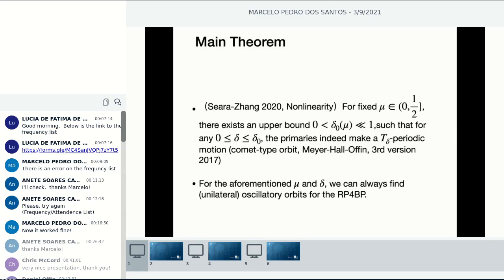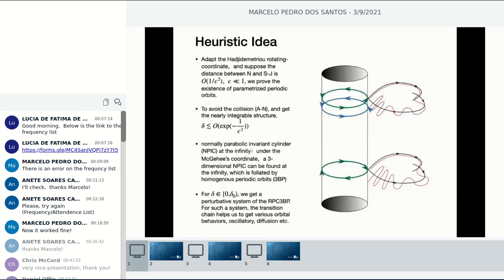A second conclusion is that for the aforementioned mu and delta, we can always find an oscillatory orbit, but it is just unilateral, not bilateral, for the corresponding RP4 body problem. Here we will give a heuristic idea of the proof.